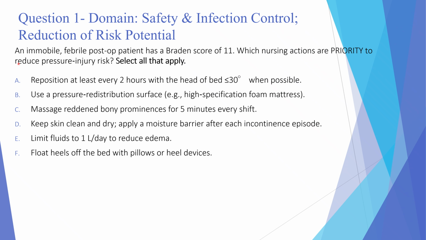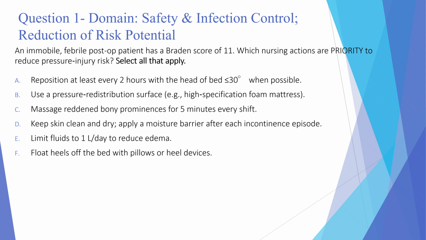Finally, we are at the questions. I put just 10 questions, and we have a lot of select all that apply, and this one. So an immobile, febrile post-op patient has a Braden score of 11. Which nursing actions are priority to reduce pressure injury risk? Oh my goodness, I've been talking for so long.